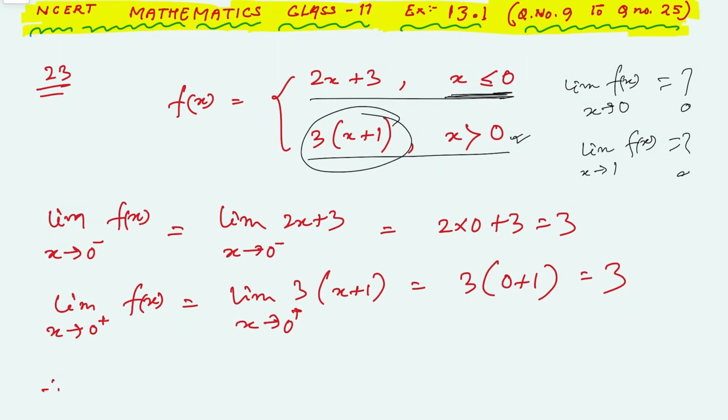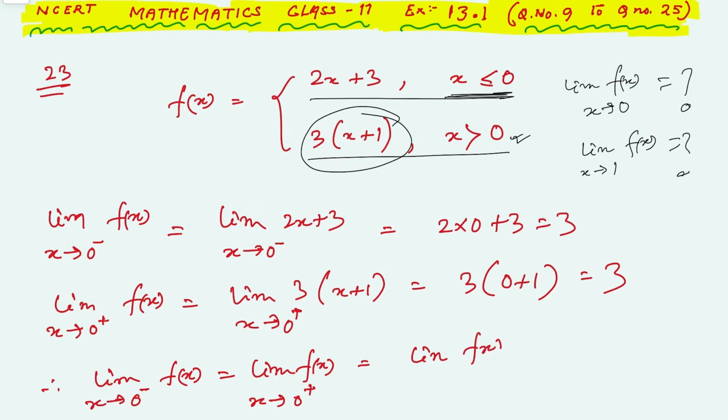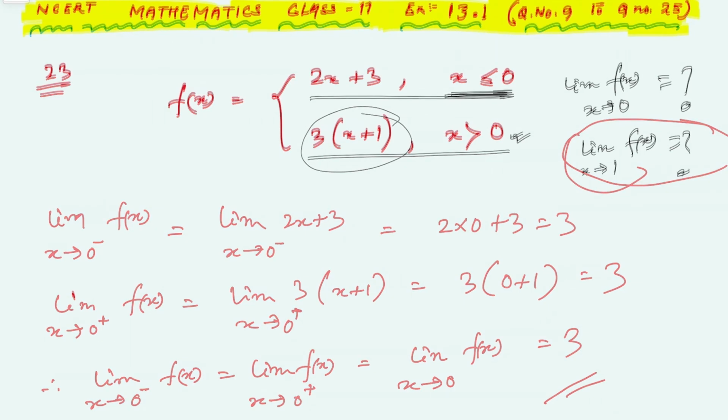Therefore we have got both the left hand and right hand limits equal, so the limit of this function exists. The left hand limit and right hand limit are both equal to 3, that's why we can write limit of f of x as x tends to 0 is equal to 3. Hope you have got this. Now let us evaluate the limit when x tends to 1.